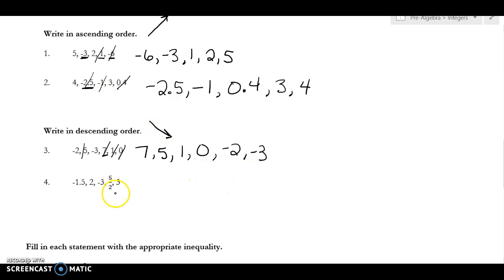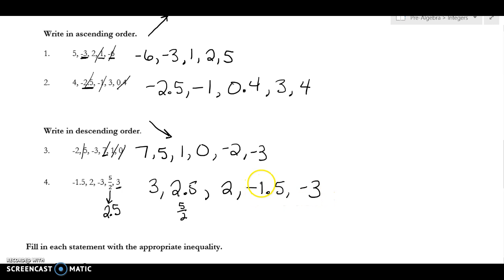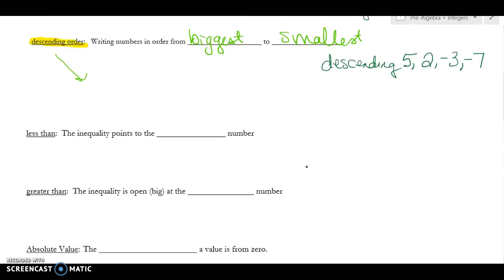For number 4, this might have been tricky for you. Hopefully you put this as a decimal, and so now it's easier to see. My biggest number was 3, and then came the 2.5, which is 5 over 2, and then came the 2, and then the negative 1.5 and the negative 3. Even though we're done with fractions and decimals, you still have to be able to understand how to get them there. All right, let's look at our next part of notes.